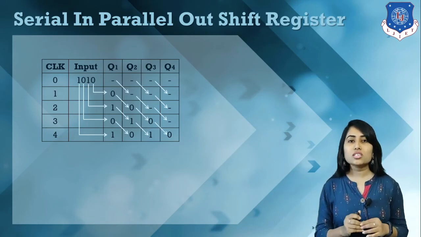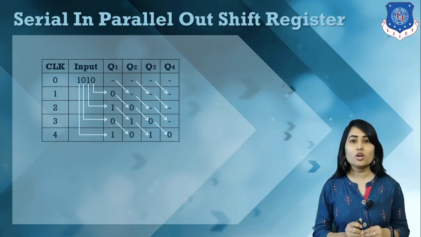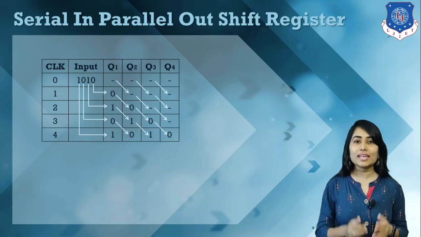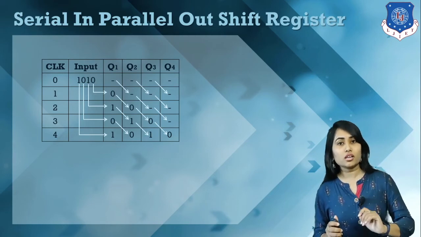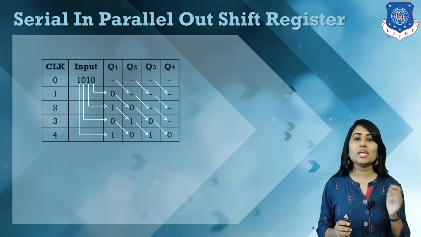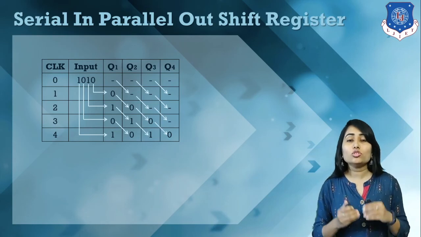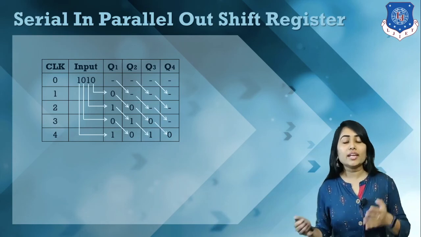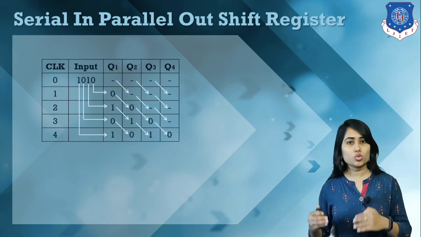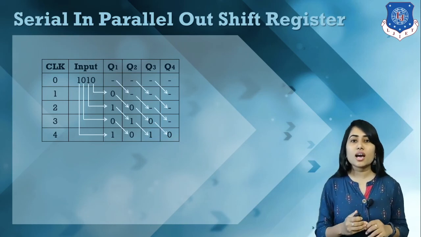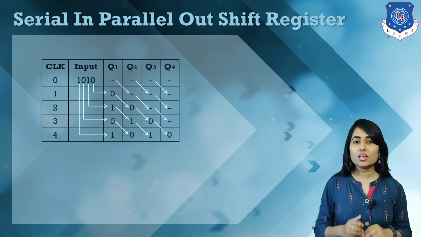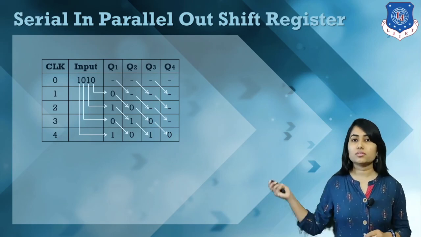Okay, so this is how a serial in parallel out shift register works. Our data can be entered into a register in serial form, that means one bit at a time, and parallel out, that means at the output side all bits are present. So this is how a serial in parallel out shift register works.